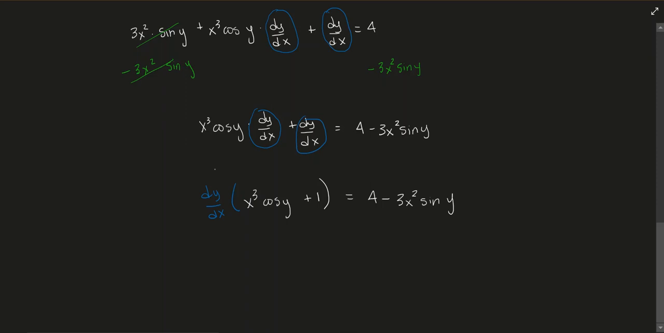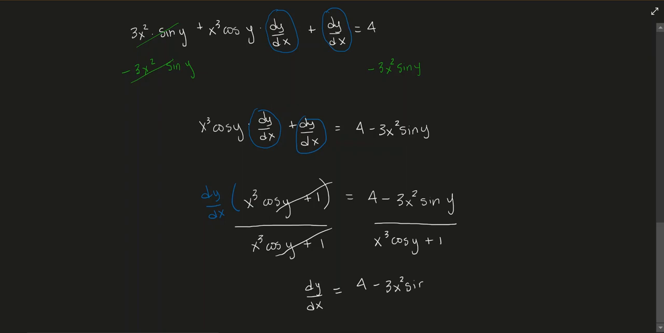Now that we have dy dx isolated, we can divide off what's multiplying it on both sides of our equation, so that we have dy dx all by itself on the left-hand side equal to 4 minus 3x squared sine y, all divided by x cubed cosine y plus 1. And that's our final answer.